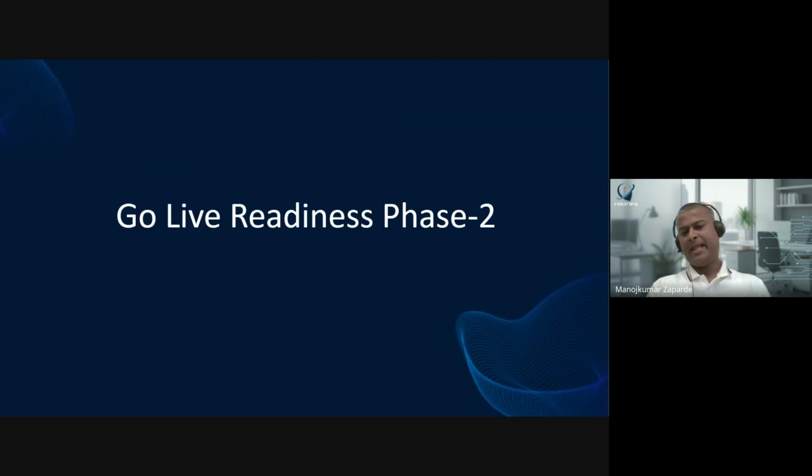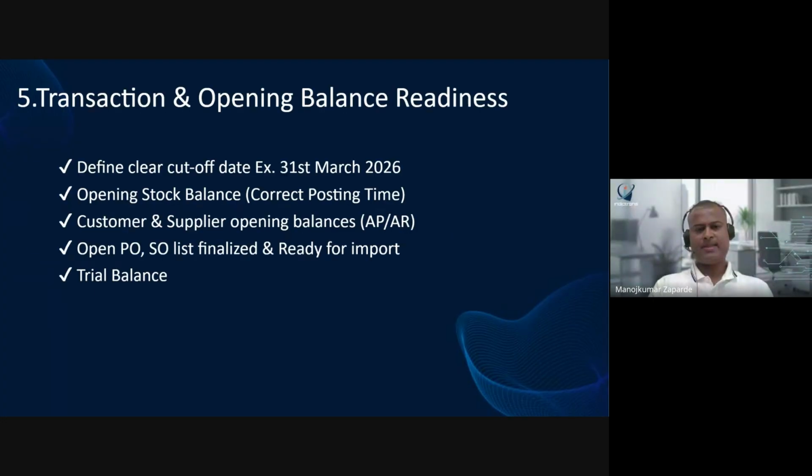Okay, now we are moving ahead with readiness phase 2. In phase 2 there are a few things that happen on the go-live date itself. We need to very clearly define our cutoff date. Let's take an example, 35 March is my cutoff date, where we need to provide the template to the client. We need to educate them on how to fill those templates, with the correct posting date.